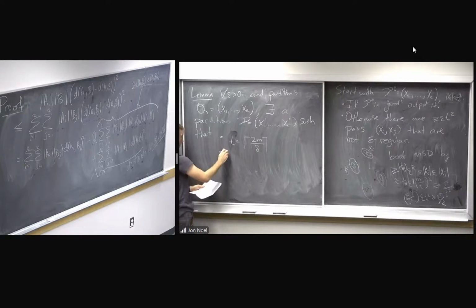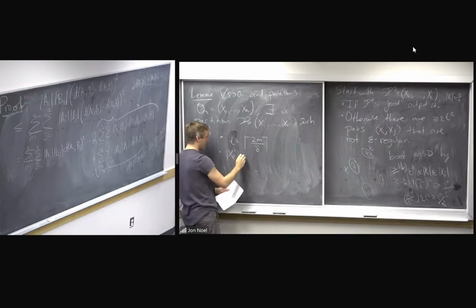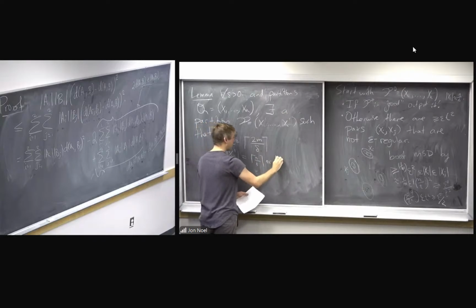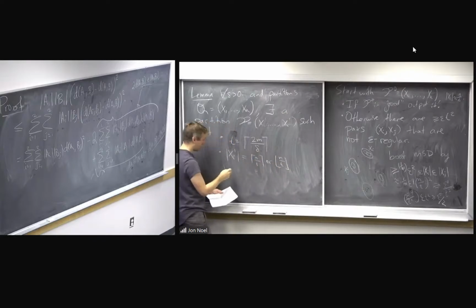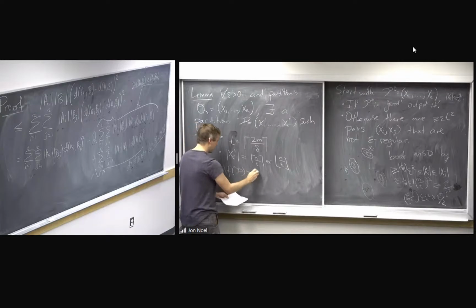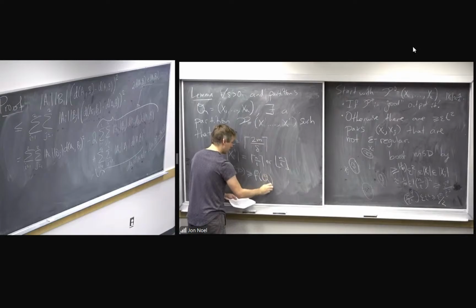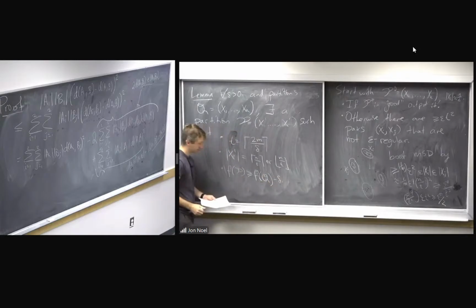I want every set in my new partition to have roughly the same size. So they're all of size n over t, floor or ceiling of n over t. And I want to say that I didn't lose very much. So the mean square density is at least what I had before minus delta. And this delta is something I could choose.